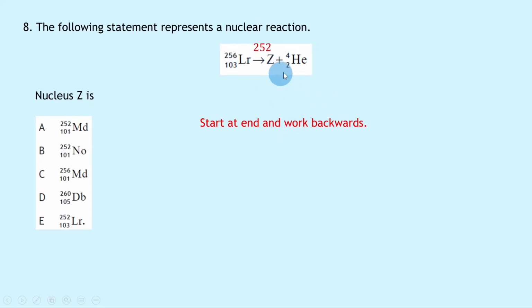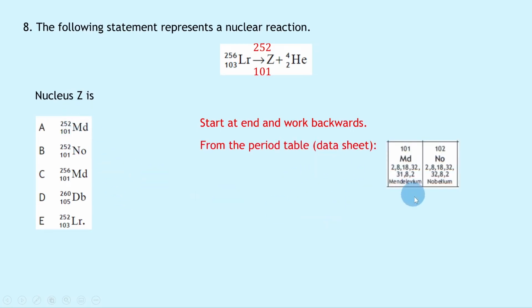And then we need to do the same for the atomic number. So if this is 2 and this is 103, then 103 minus 2 gives us 101. But you'll see we have two options with those numbers, 252 and 101, for both A and B, where this one is mendelevium-252 and this one is nobelium-252. So what we need to do is look on the periodic table from the datasheet to see which one of these is actually the correct element. So we have mendelevium, which is atomic number 101, and nobelium is actually atomic number 102. So this means the nobelium one there is incorrect, so it must be the mendelevium, Md. So that is answer A.